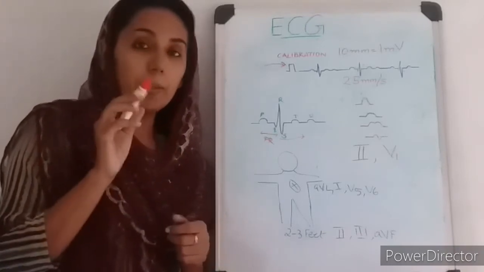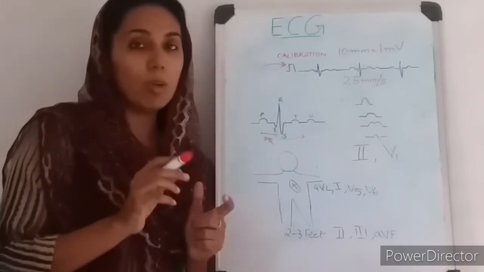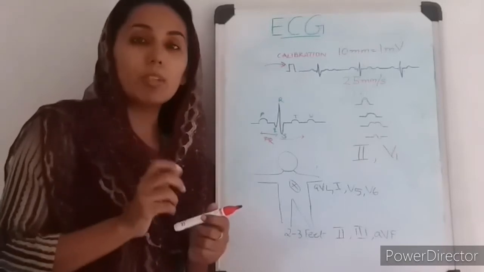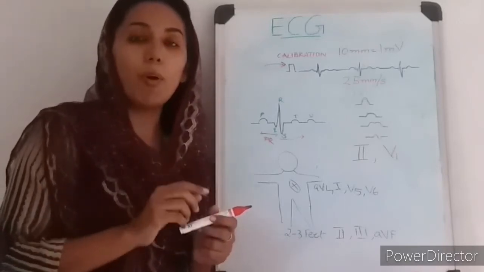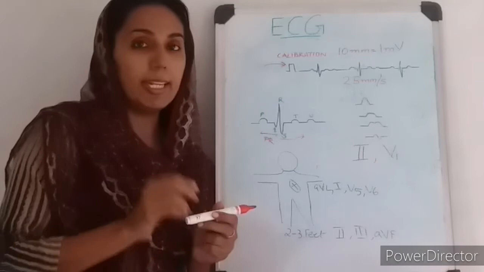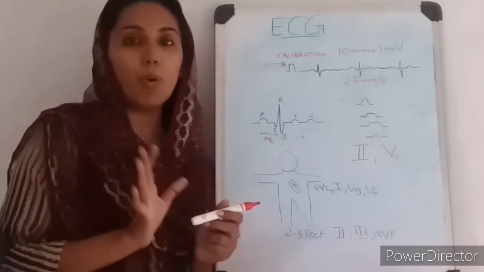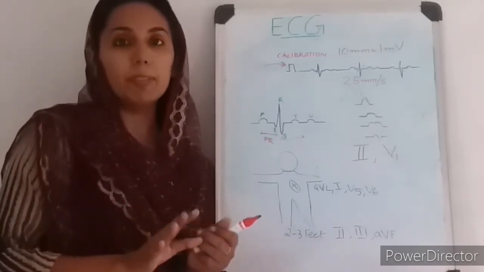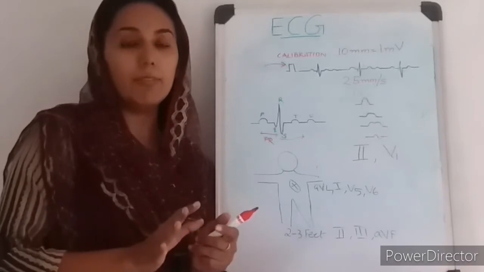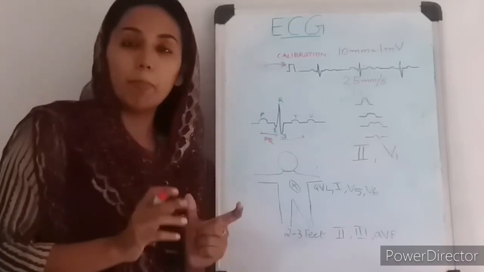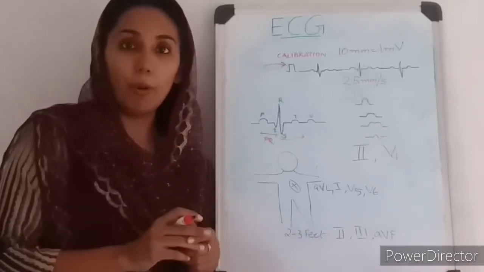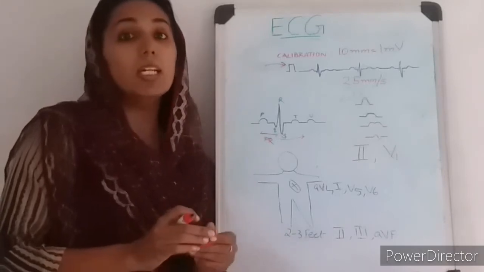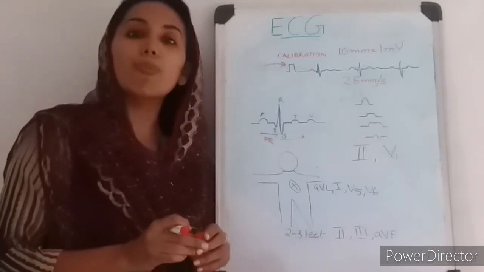See here, this ECG paper has big boxes and also small boxes. Each big box is equivalent to 0.2 seconds. This small box is equivalent to 0.04 seconds. For all practical purposes, this is to be learned very well: a big box is equivalent to 0.2 seconds and a small box is equivalent to 0.04 seconds.